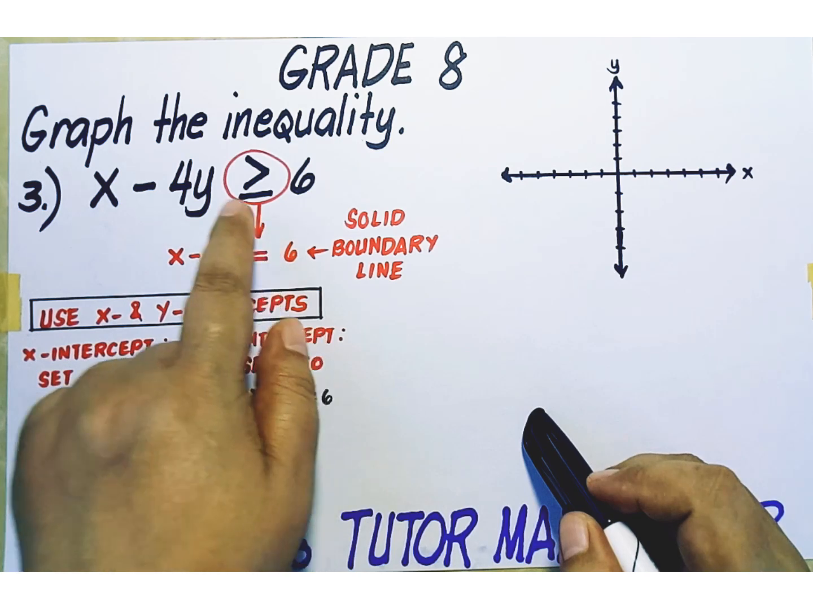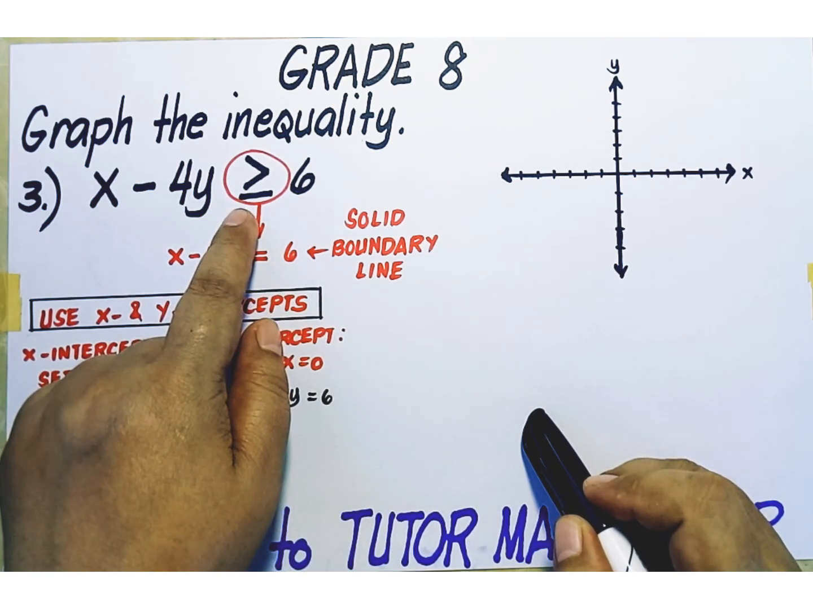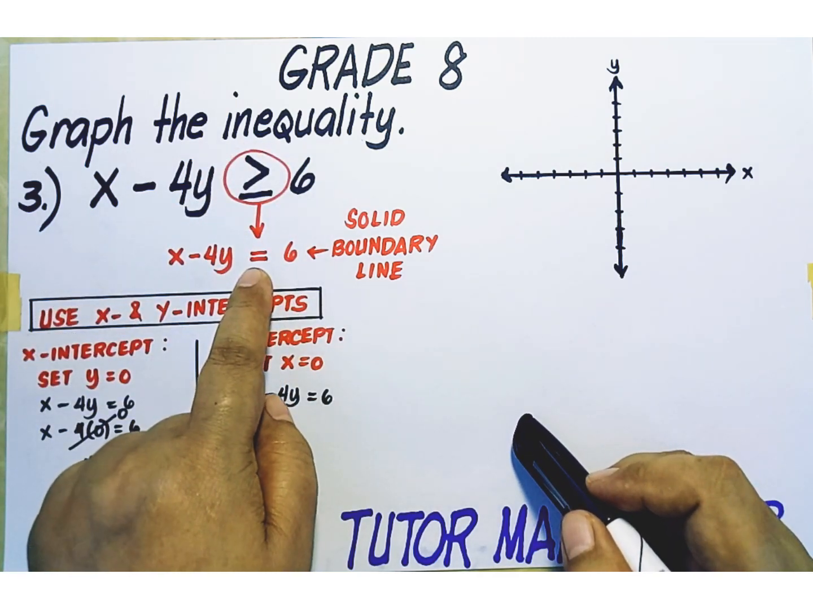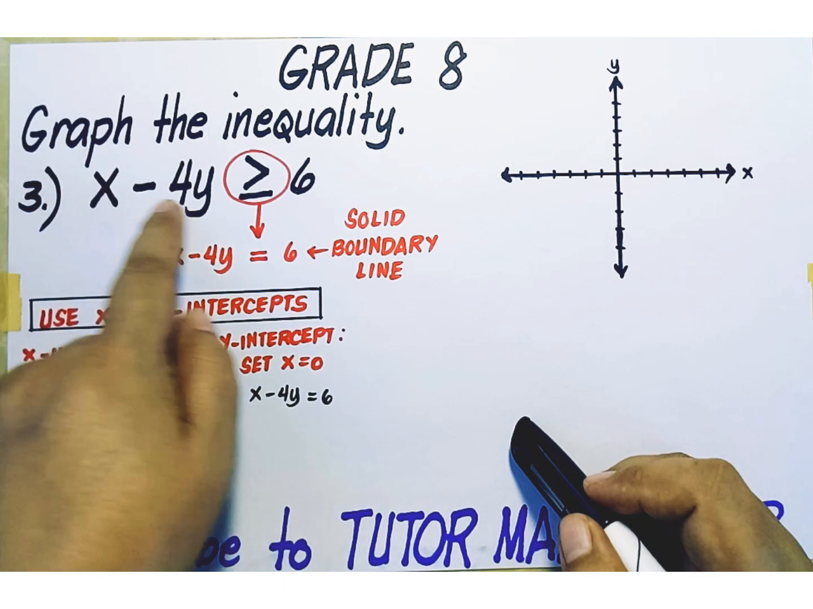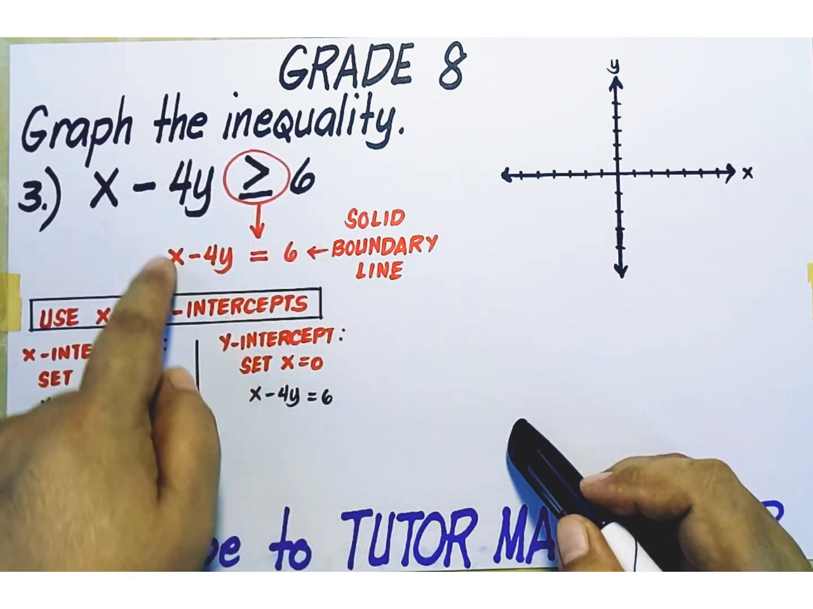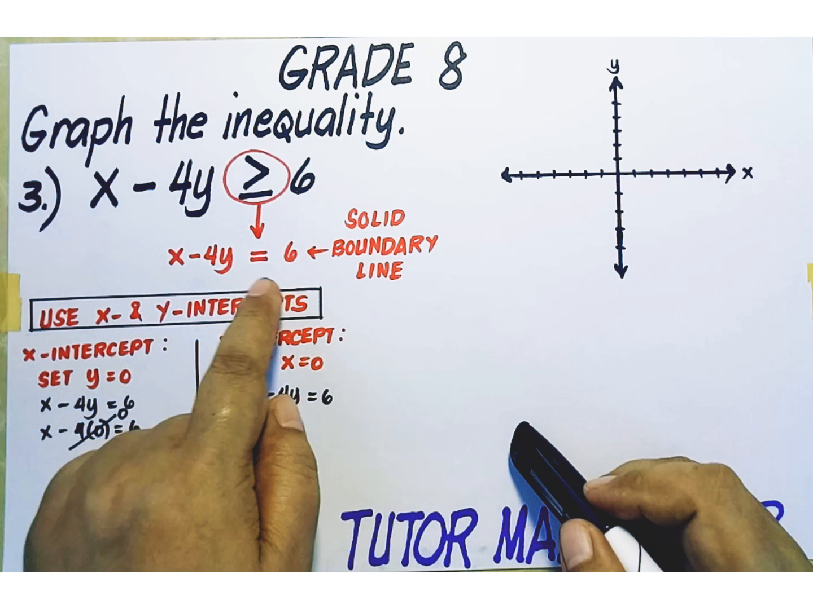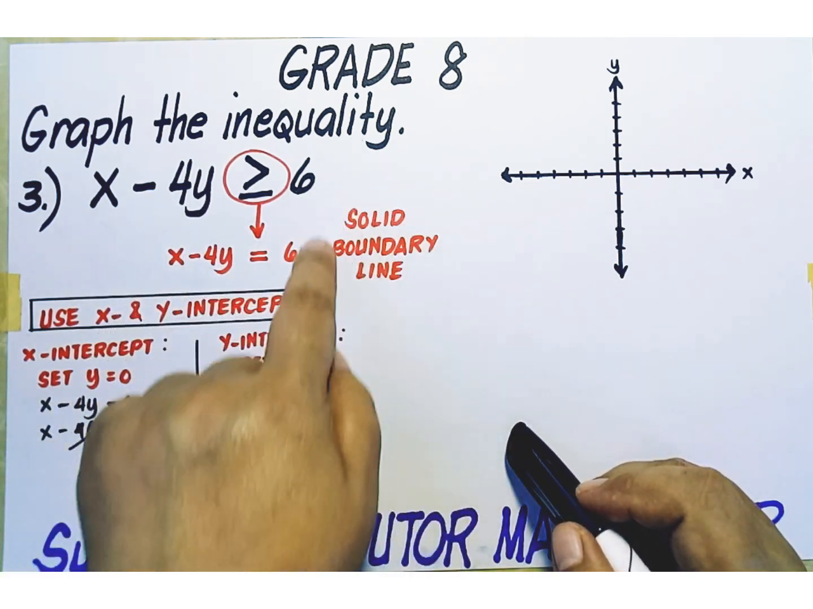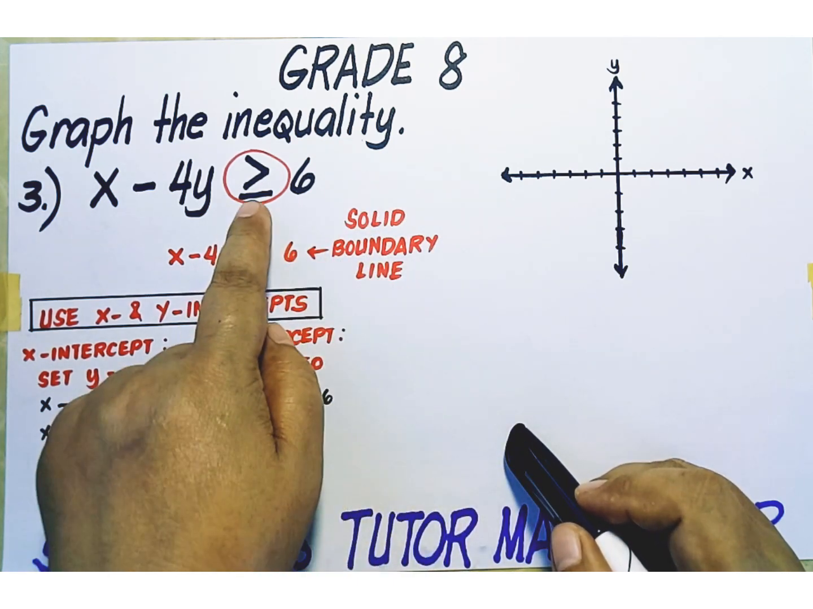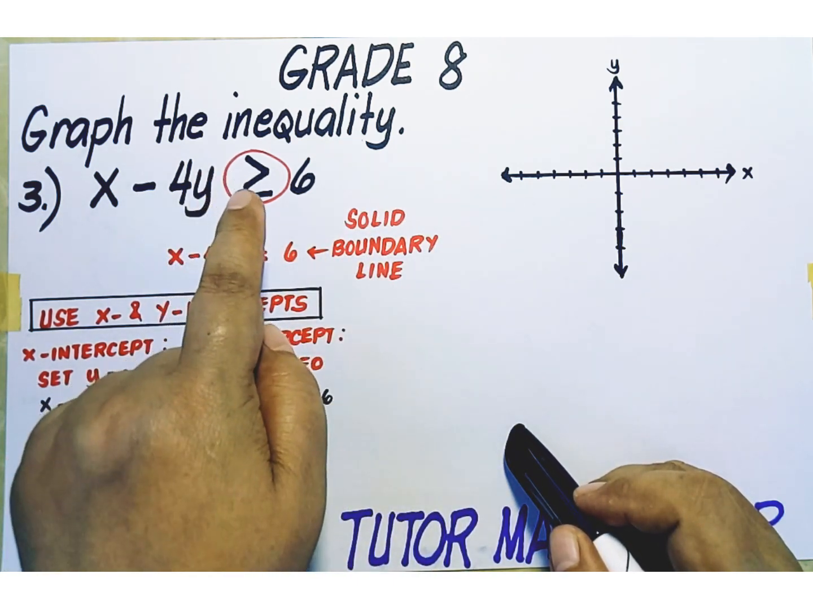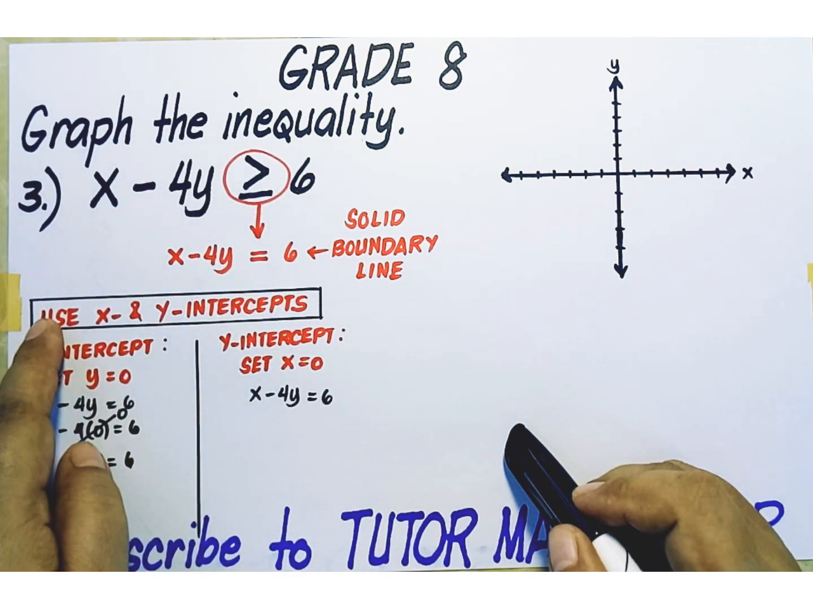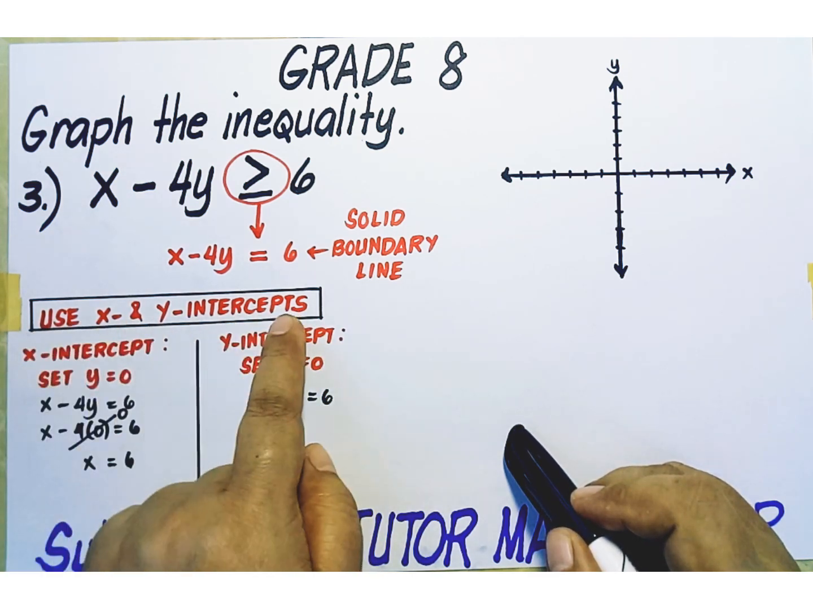We have x minus 4y is greater than or equal to 6. Step 1, replace the inequality symbol with an equal sign. From x minus 4y is greater than or equal to 6, we now have x minus 4y equals 6. This is the related equation which corresponds to the equation of our solid boundary line. We will be using a solid boundary line because there is an equal component to the given symbol. Step 2, construct the solid boundary line using the x and y-intercepts.